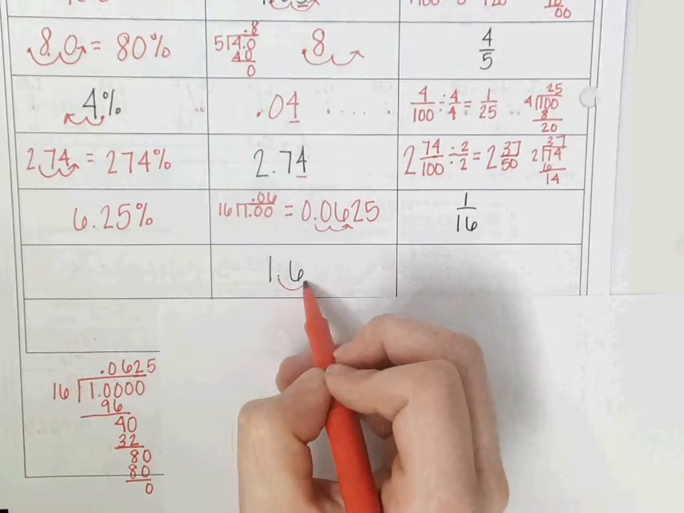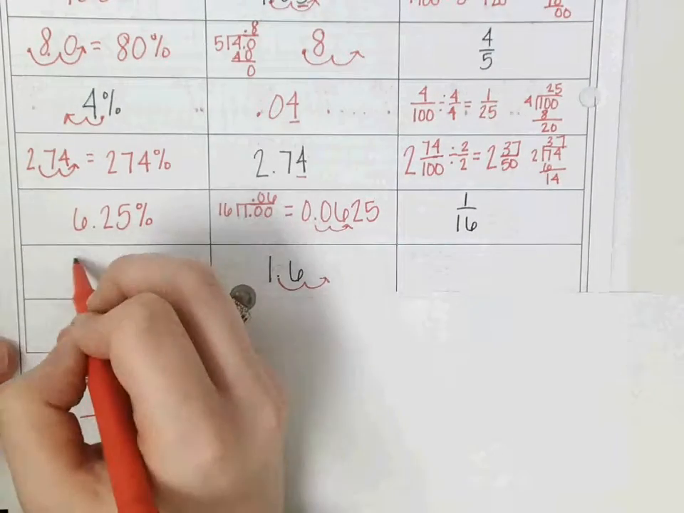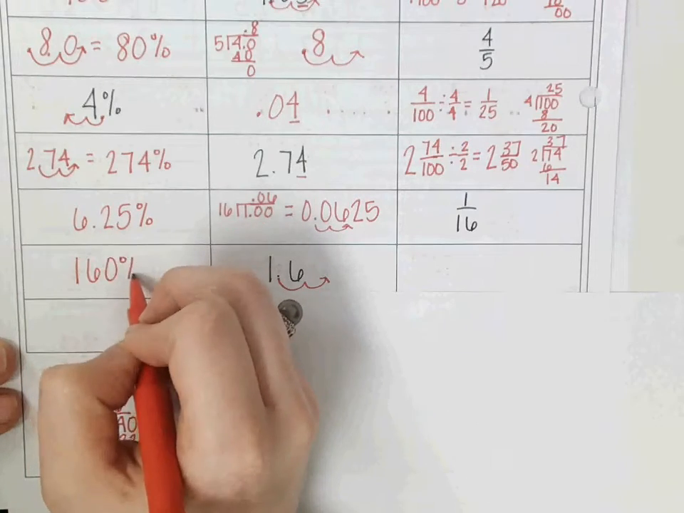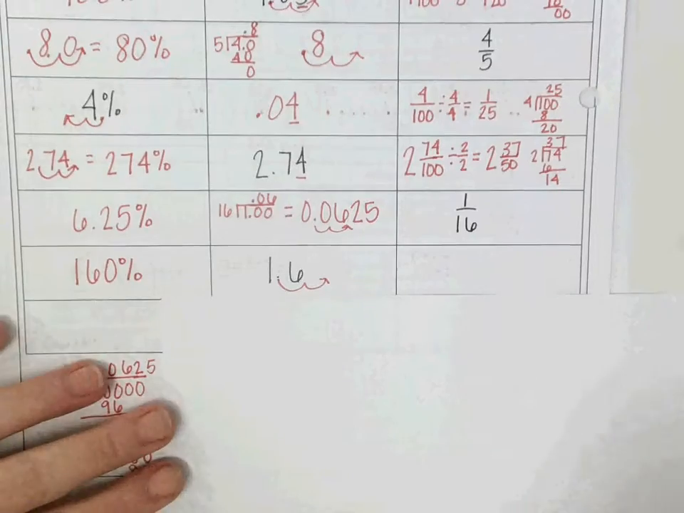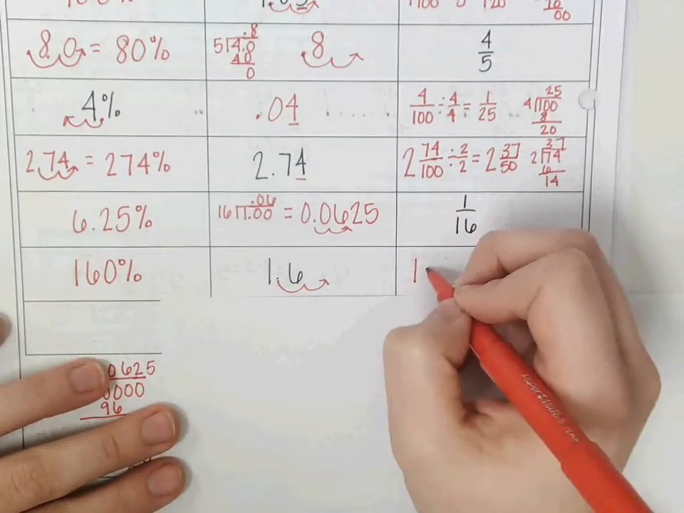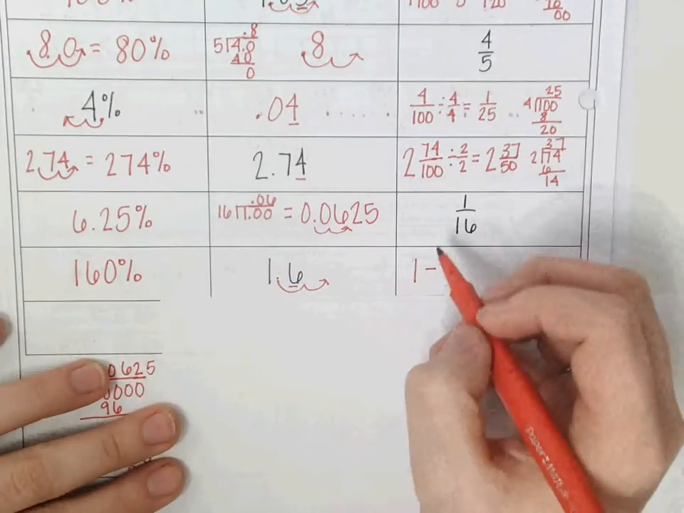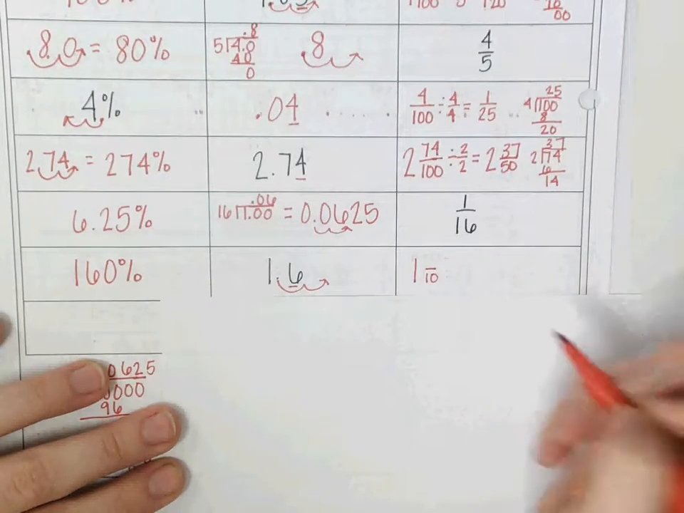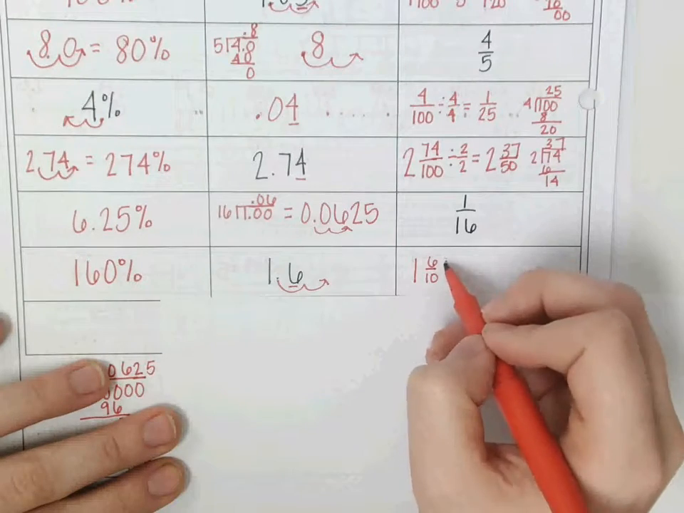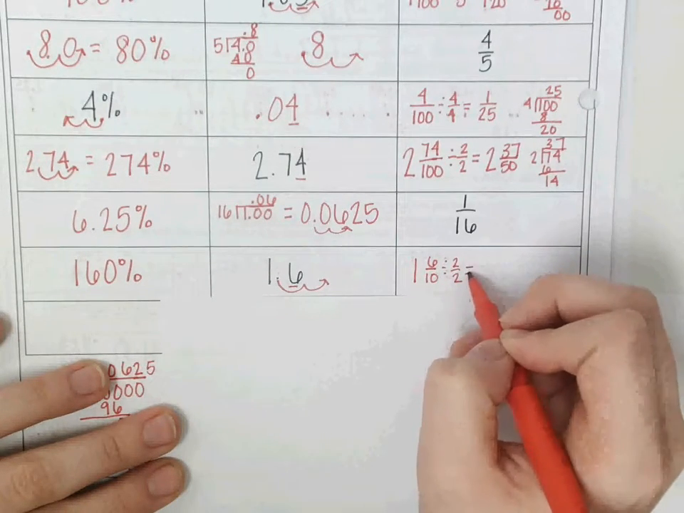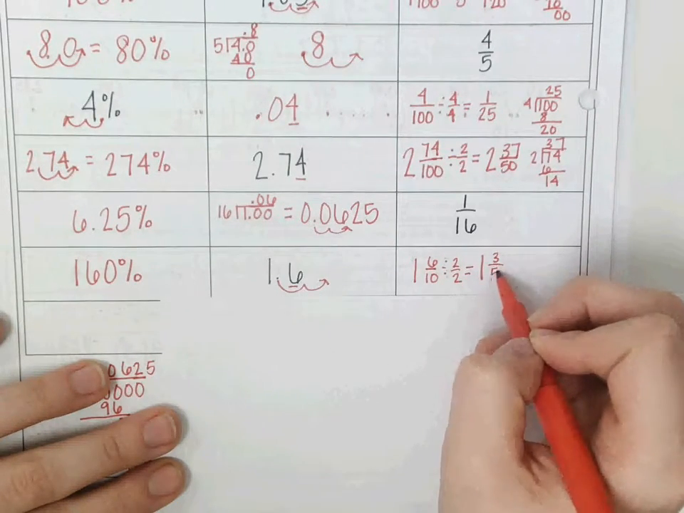So we know to change it to a percent, we move it twice to the right. So this is 160%. Then to change this to a fraction, we know we have a whole number, and then 6 is in the tenths place. So our denominator is 10 with 6 as our numerator. Both of these are divisible by 2. So I get 1 and 3/5.